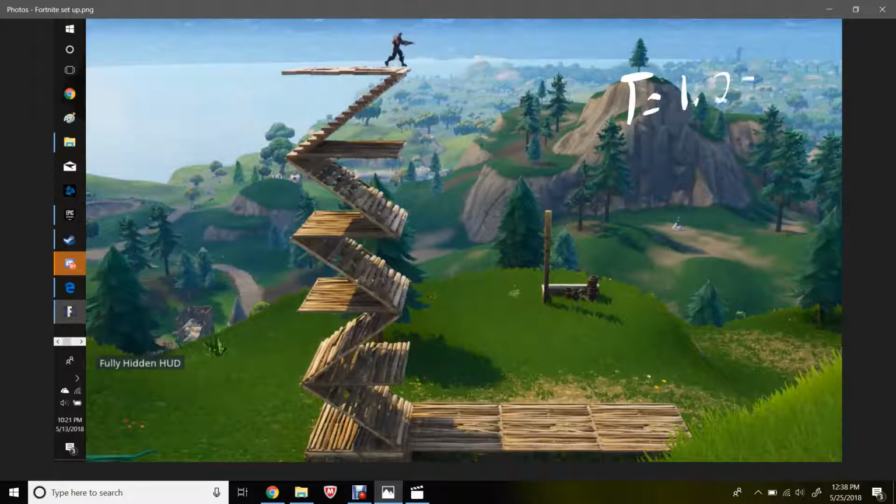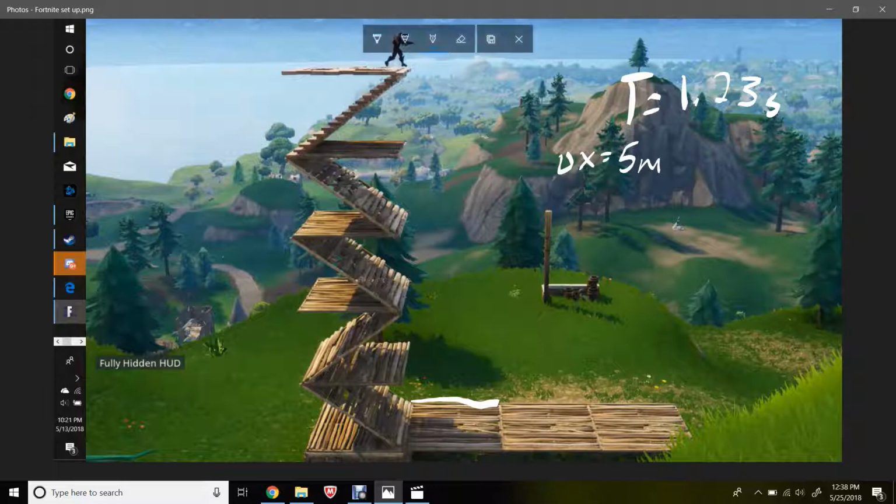The time is 1.23 seconds. His change in X is approximately 5 meters. That's about the length of one of these boards right here. Change in Y is 25 meters, because he is 1, 2, 3, 4, 5 stacks up.